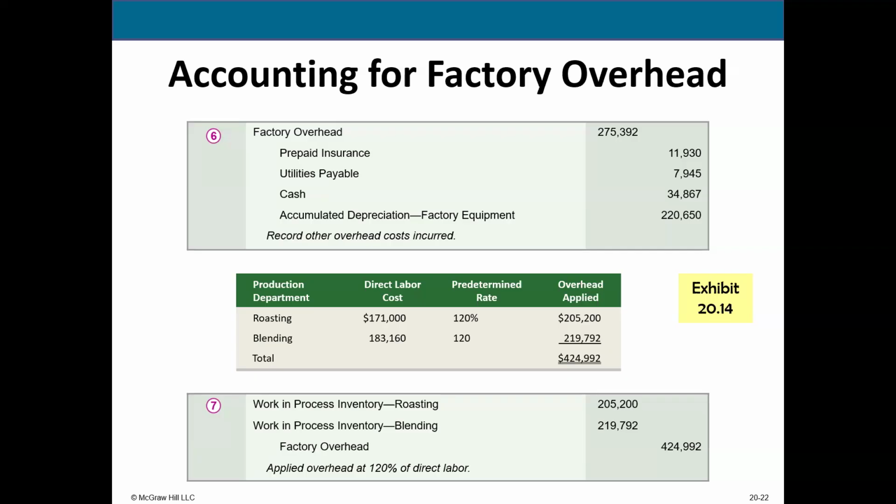This company uses a predetermined single plant-wide rate method. In this case, it's 120% of direct labor. And so we apply the factory overhead based off that 120% rate. So I take my direct labor cost for each department and multiply that by the 120%. That gives me my applied overhead for each department. So I debit work in process inventory for each department and credit factory overhead to apply the factory overhead rate. So there we have done the application of direct materials, direct labor, and factory overhead through those entries.